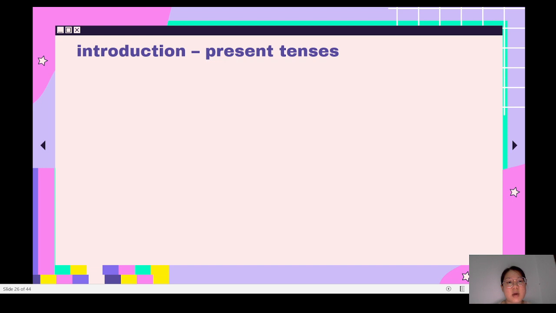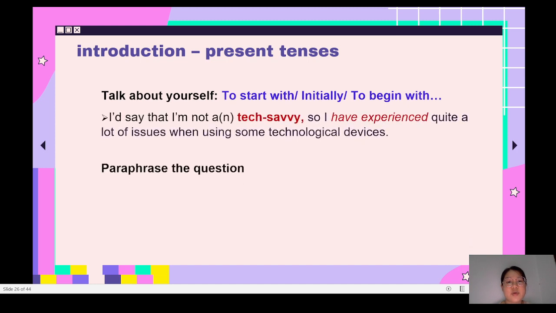The introduction is to introduce yourself and talk about your experience, so you should use the present tense. To talk about yourself, you can use these words to start with: initially, to begin with. And then you say, in my example, I would say that I'm not tech savvy, so I have experienced quite a lot of issues when using some technological devices. Tech savvy is used to describe people who are really good at technology.